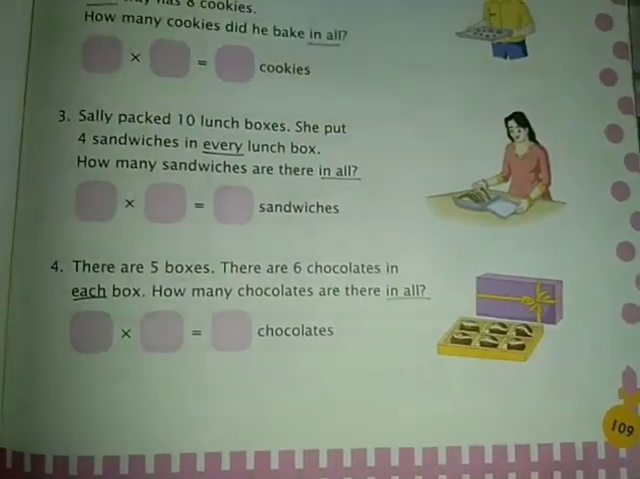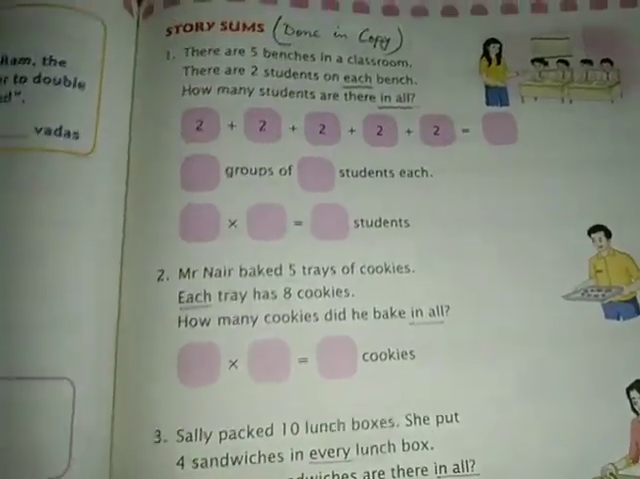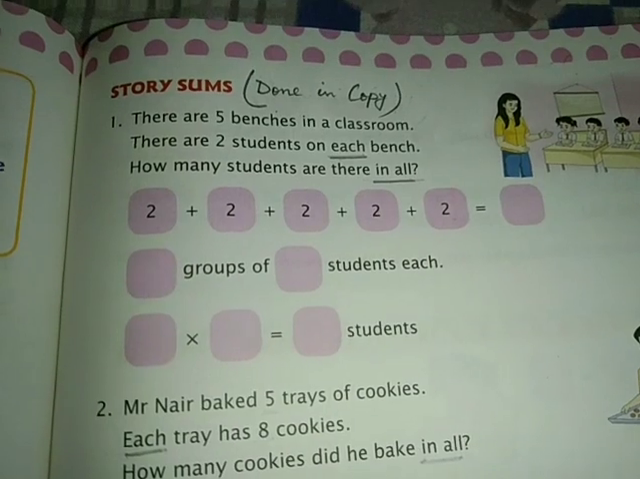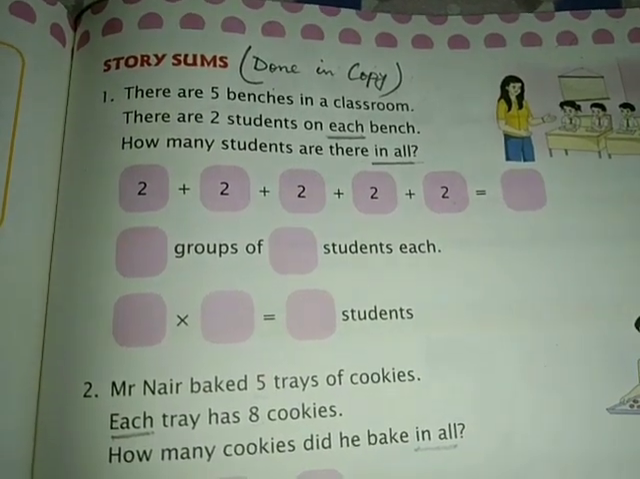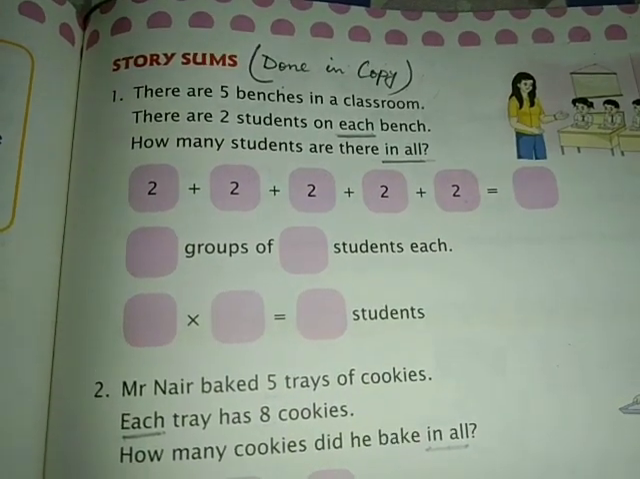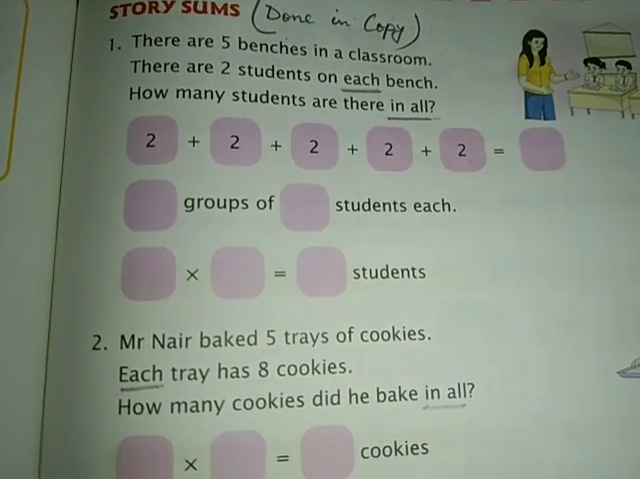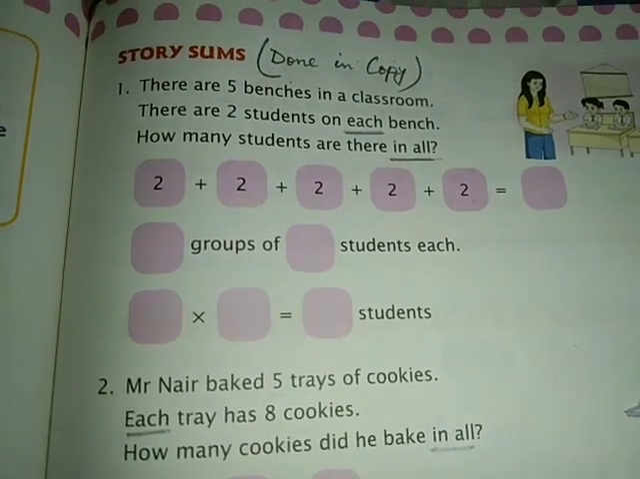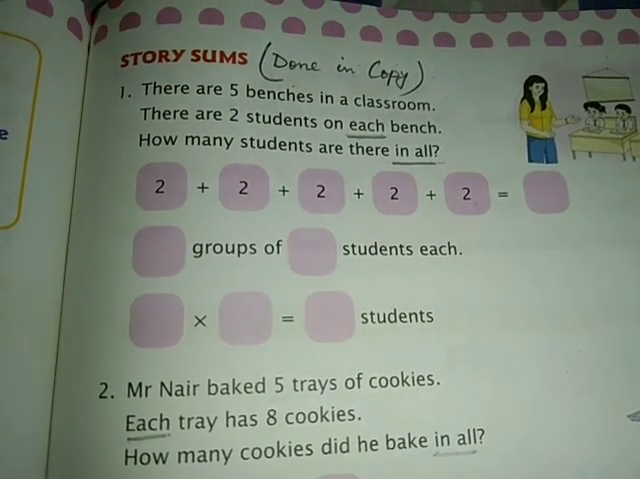Hello students, this is page 109 from your math students book. This is chapter 7, multiplication. Earlier in a video I have shown you how to do these story sums in book. In today's video I will show you how to do it in copy for examination purpose.